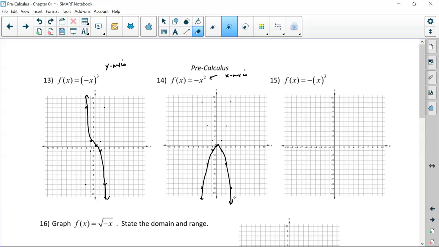And then -1 times x cubed is x-axis reflection. Get your anchor points first. We multiply the y values by -1. So we're at 8, went a little too high. We're at 8, so we're at -8, -1, 0, 1, and then up to 8.